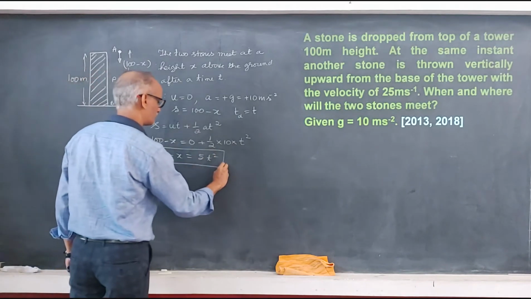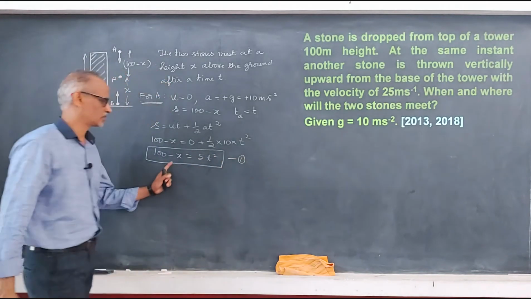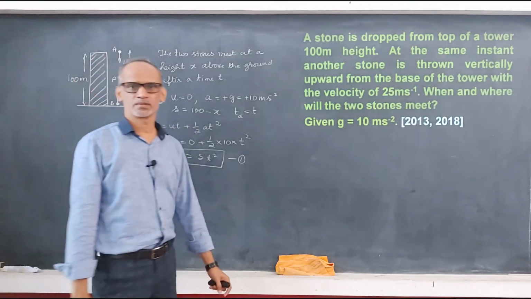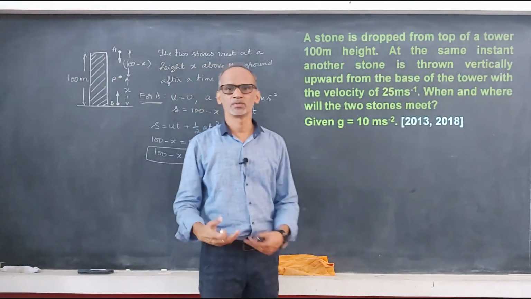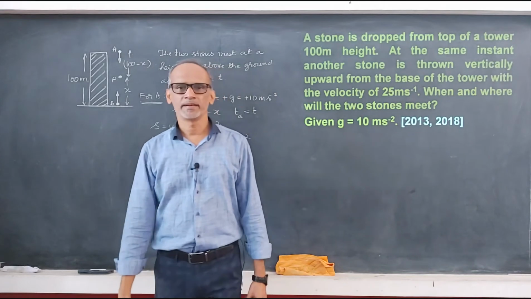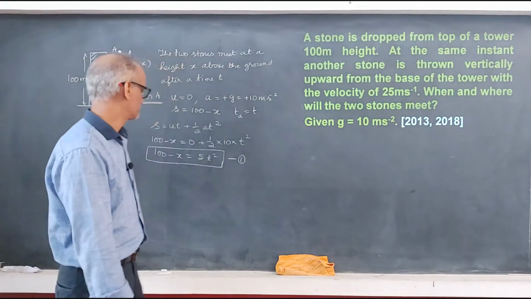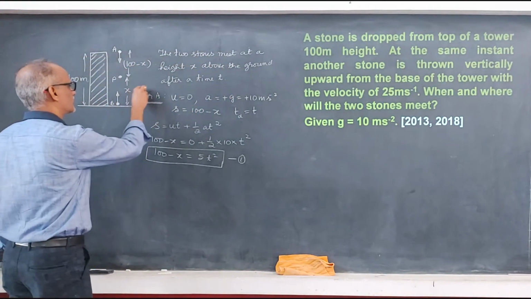See, we have an equation in which there are two unknowns. We don't know x, we don't know the value of t. So we have to write one more equation, only then we can find the unknown values, right? So this is for the stone A.